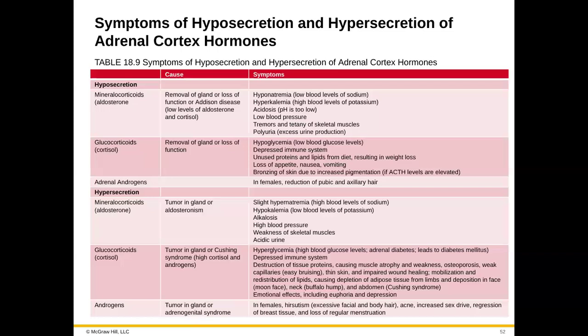So here are some different symptoms of hyposecretion and hypersecretion of the adrenal cortex hormones. I would pause the video here and review this. We are going to review this intensely in class. These are very common to have, hypo or hypersecretion of adrenal cortex hormones. So we're going to go through many examples in groups to further understand these processes and what's going wrong. So pause the video here, read through this, and have a general idea before you come to class.